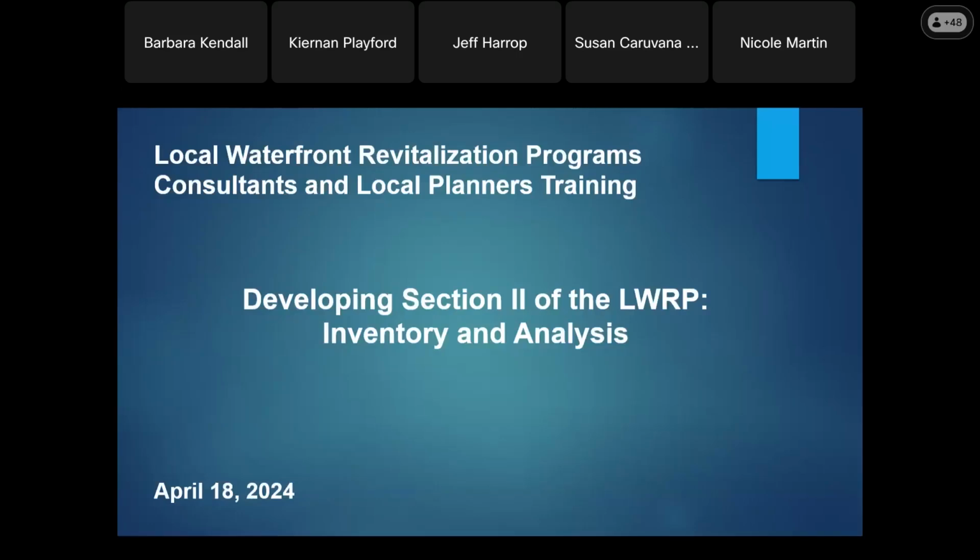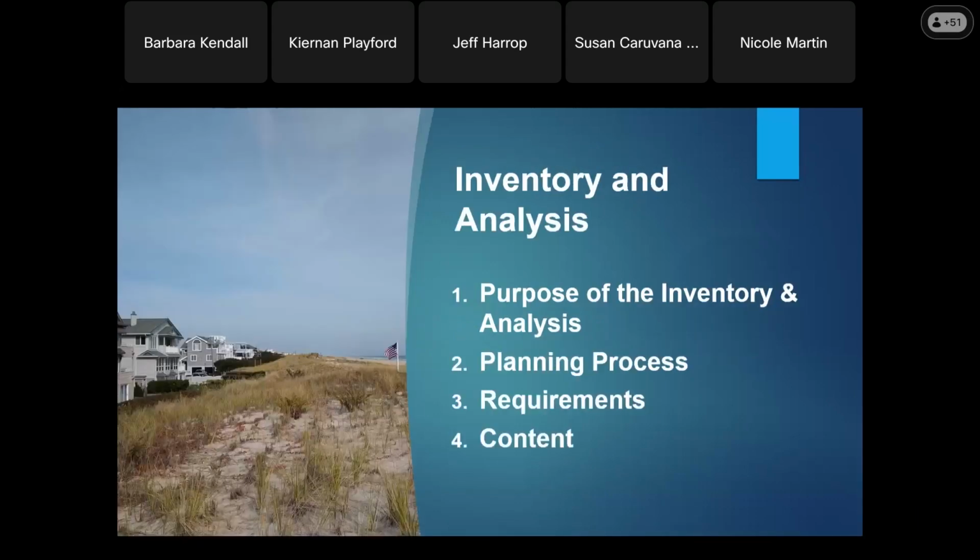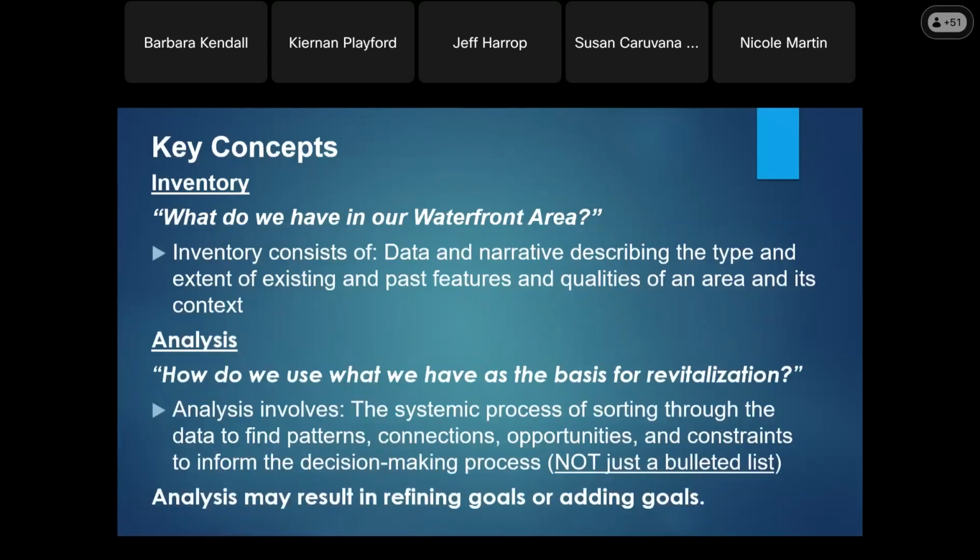Okay, so as Barbara mentioned, we are going over section 2 of the inventory analysis. Today we're going to cover the purpose of the inventory analysis, the planning process, the requirements, and the content. So first we'll go over some key concepts.